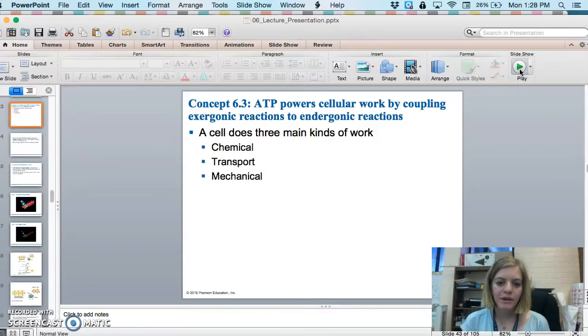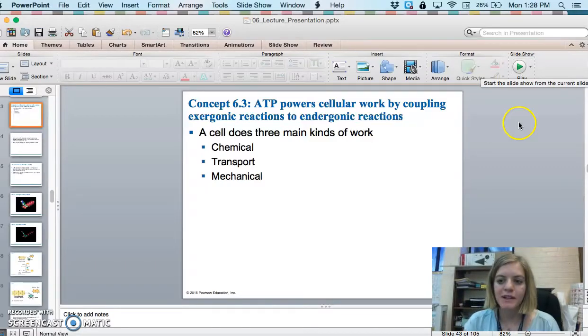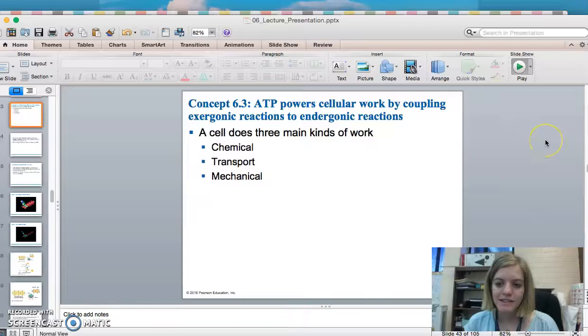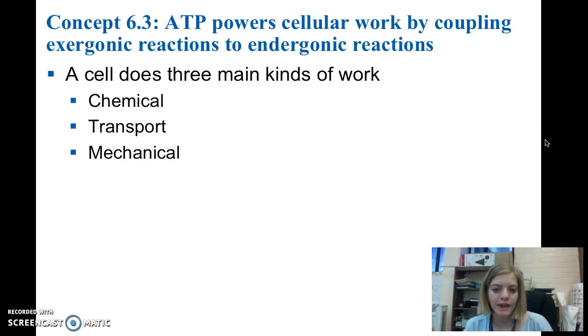All right, so today we're going to talk about section 6.3 in the textbook, which is essentially going over ATP hydrolysis. And this is something that's very important in cellular energy and the transfer of energy. So when we're talking about cells, they actually do three main kinds of work.